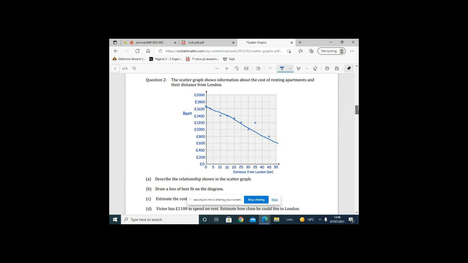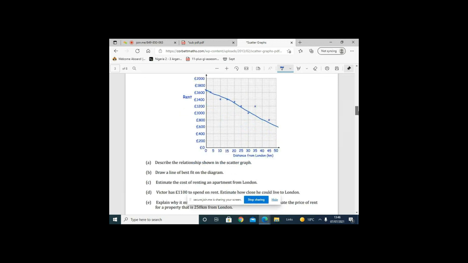This graph shows the cost of renting an apartment and the distance from London. Can you try and do A, B, C? I've already done A for you. That's negative. B is the line of best fit. Estimate the cost of renting an apartment from London.